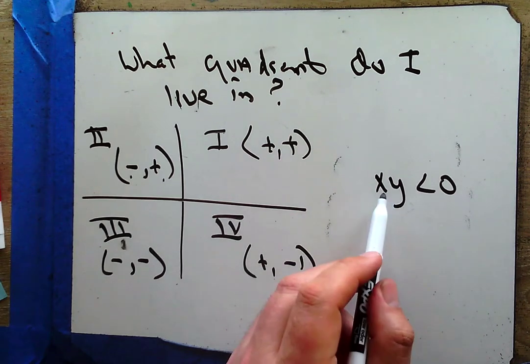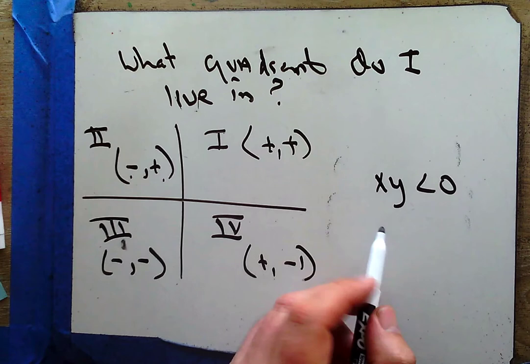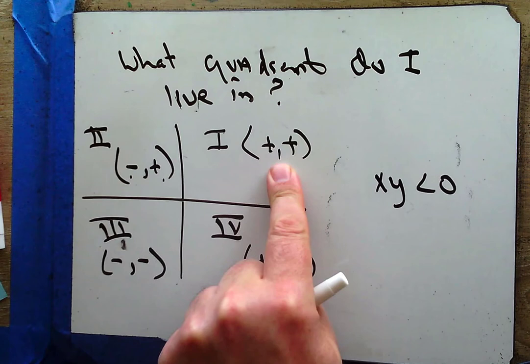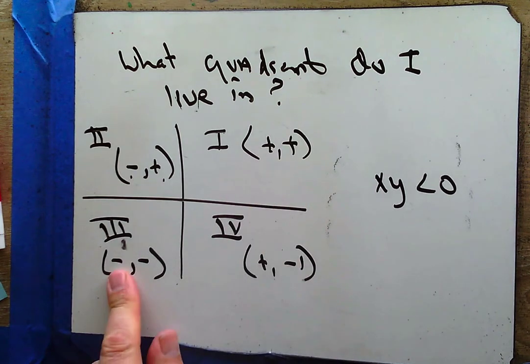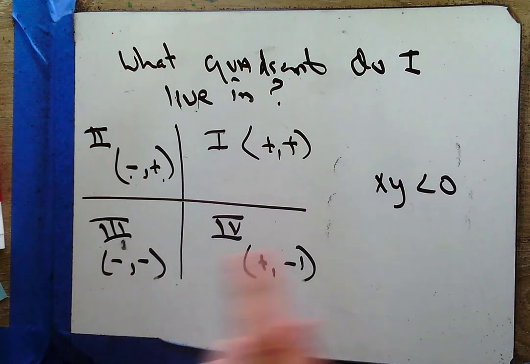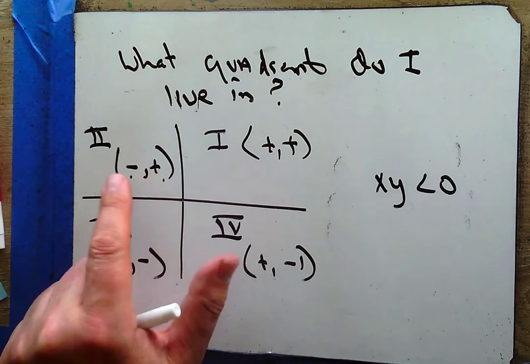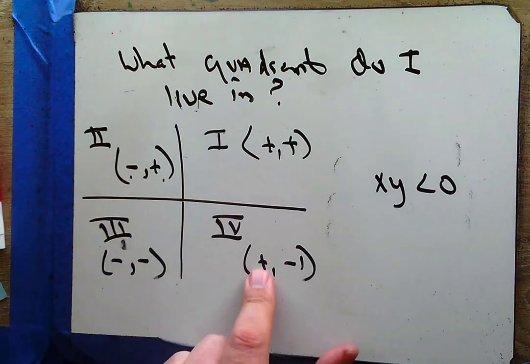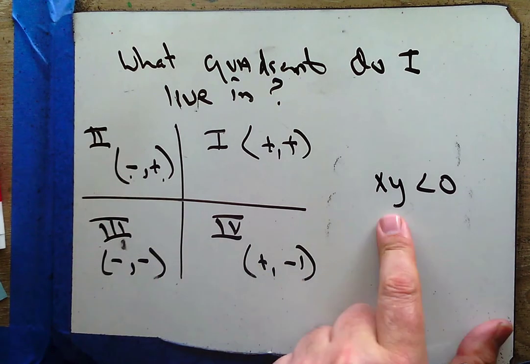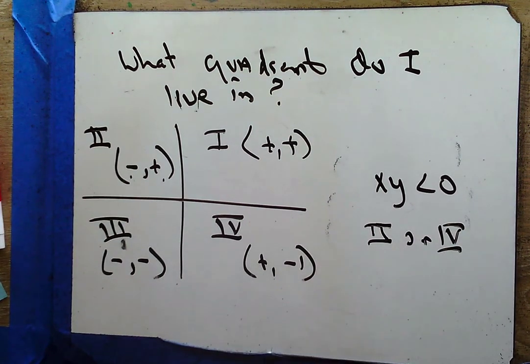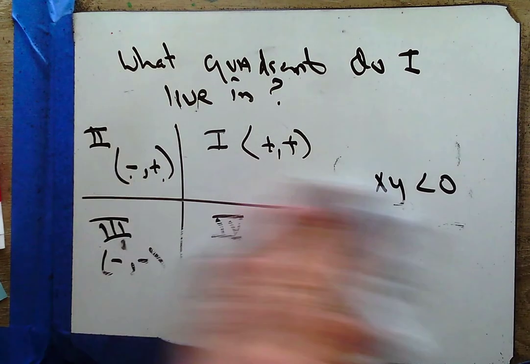Well, in order for this number to be less than 0, one of these has to be negative. So I'm not going to be in this quadrant where both of them are positive. I'm not going to be in this quadrant because both of them are negative. A negative times a negative is a positive, not less than 0. But what about these quadrants? A negative times a positive is negative. Positive times a negative is negative. Oh, so I'd be in quadrant 2 or 4. Okay, we will be playing What's My Quadrant throughout the year with different contestants. And that's our first round.